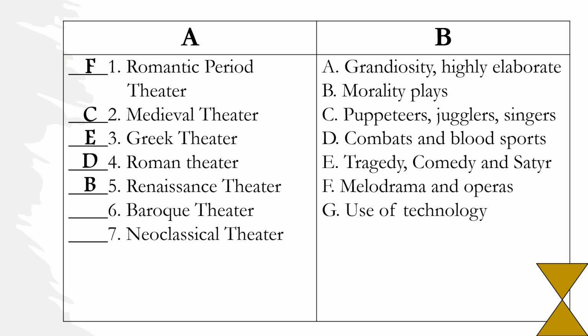5. Renaissance theater, letter B, morality plays. 6. Baroque theater, letter G, use of technology. 7. Neoclassical theater, letter A, grandiosity, highly elaborate.